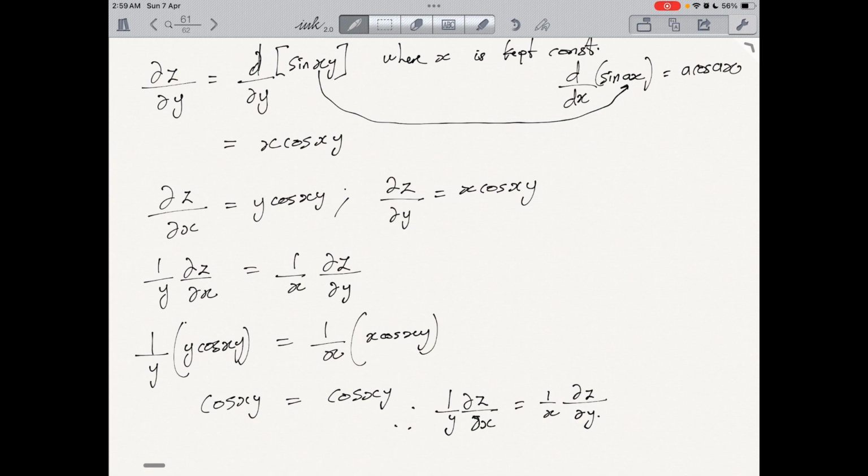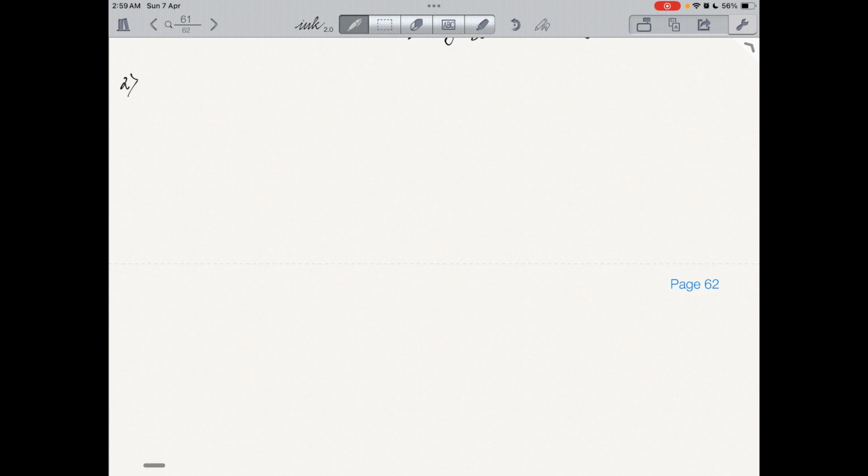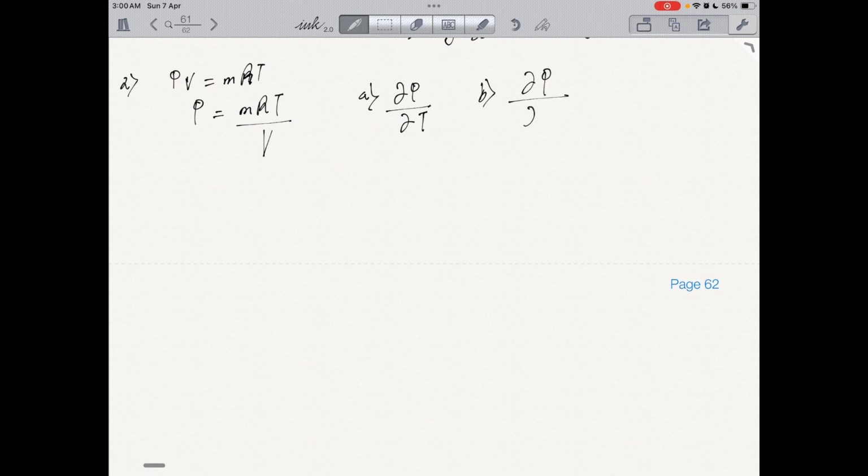So let's take another example, example 2. We recall for gas expressions in the ideal gas equation that PV is equal to mRT, or sometimes nRT, and P is given as mRT over V. Now we are given this expression and we are asked to evaluate partial derivative of P with respect to T, and partial derivative of P with respect to V.